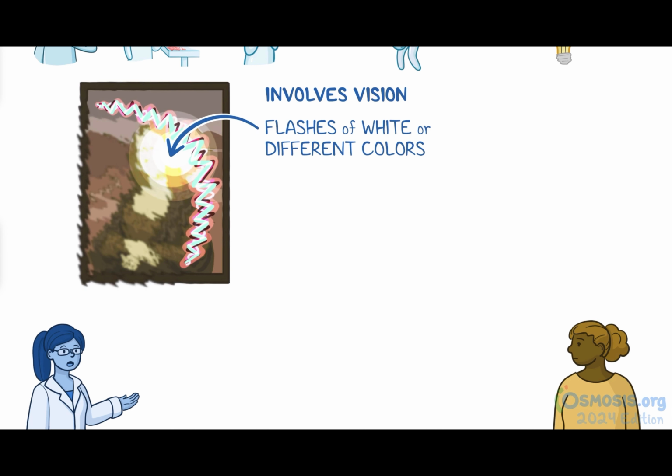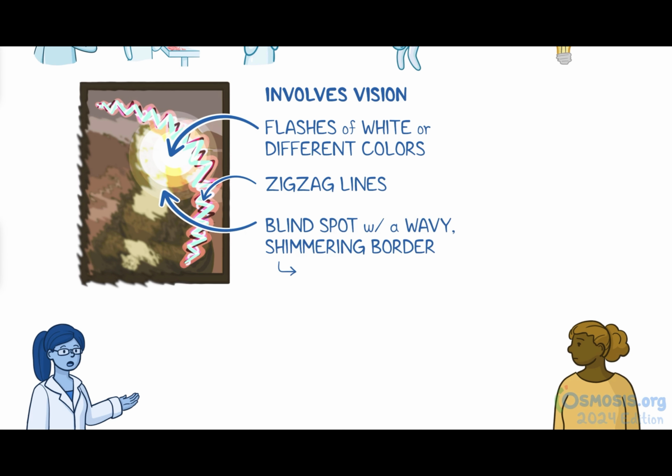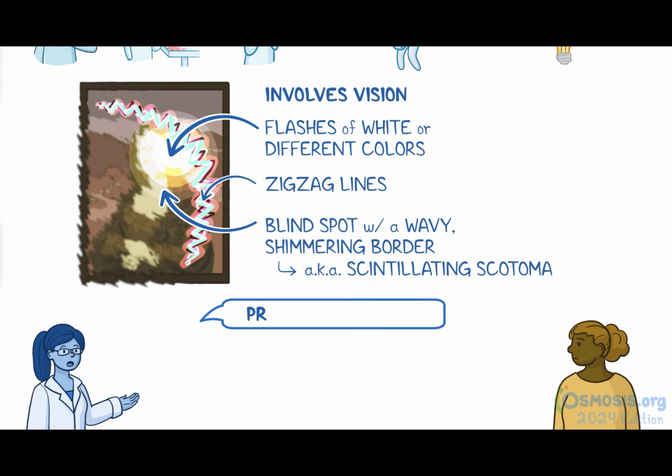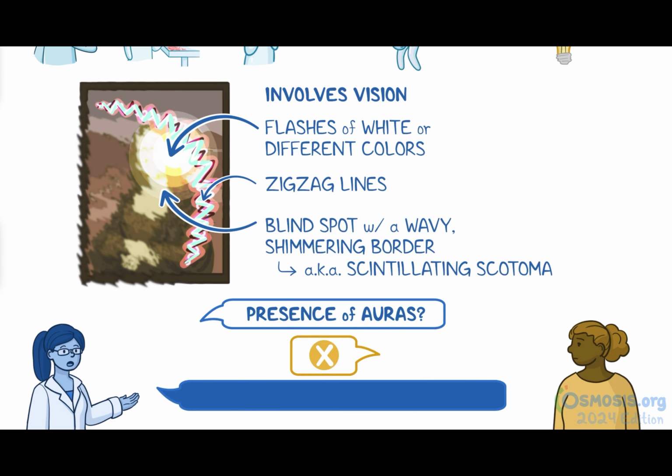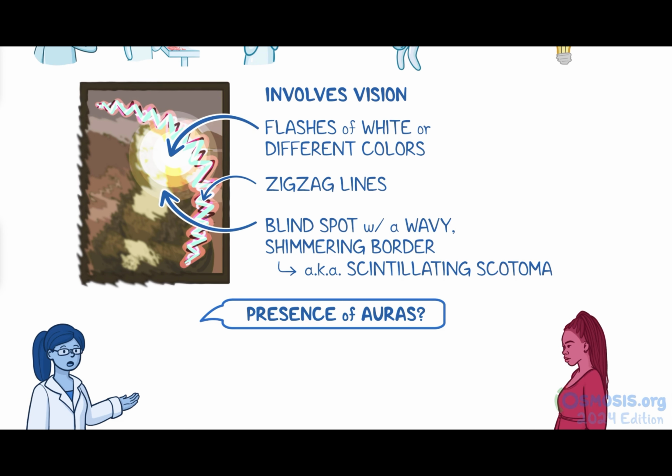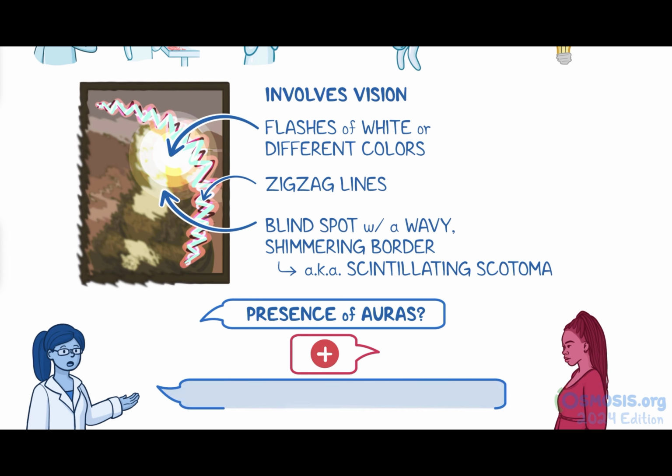Also, they might report zigzag lines or a blind spot with a wavy, shimmering border known as a scintillating scotoma. If there are no auras, diagnose migraine without aura. On the flip side, if auras are present, then diagnose migraine with aura.